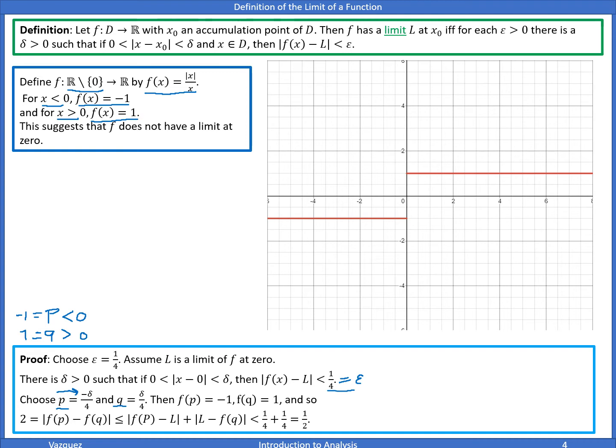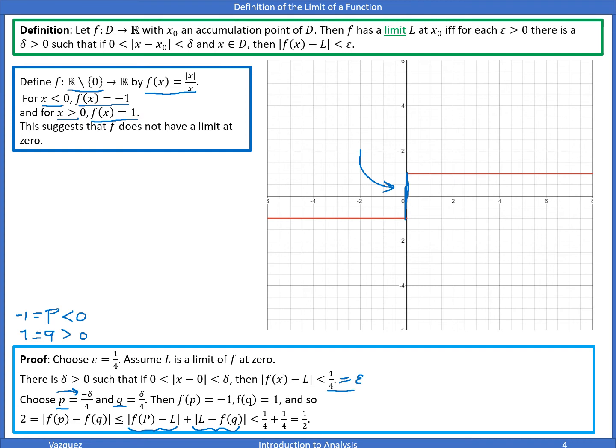And 1/4 plus 1/4, well, again, here we don't know what L is. It could be anywhere here, right? This blue line is what I guess a reasonable guess would be of L. But that distance is 2, right? But here we're saying f of P minus f of Q.